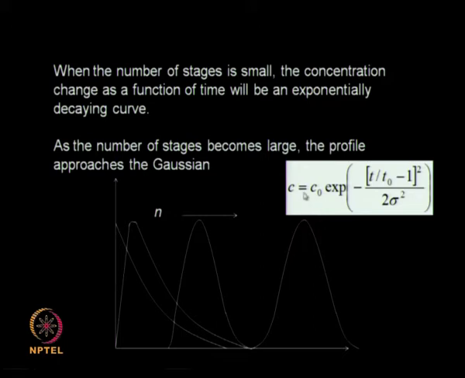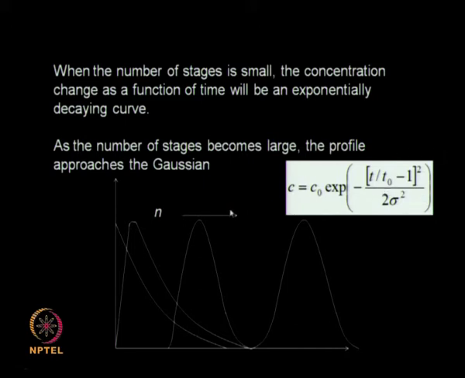So for a very large n this is called a Gaussian distribution or a normal distribution, and the equation for a Gaussian distribution, if you remember, we introduced long time back. It is C is equal to C naught exponent of minus one half of (t by t naught minus 1) whole square divided by sigma square. Here C naught is the maximum concentration reached when the solute leaves the chromatographic column, t naught is your retention time, that is this time, and sigma is the standard deviation of this Gaussian or normal distribution. This is how a normal distribution equation looks.